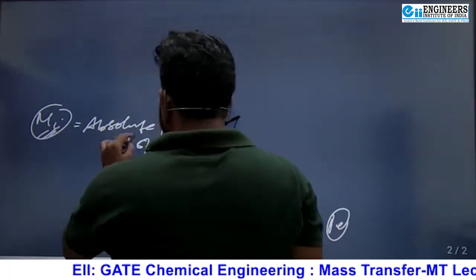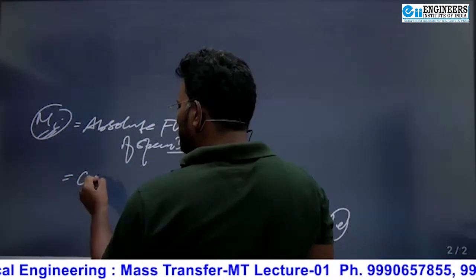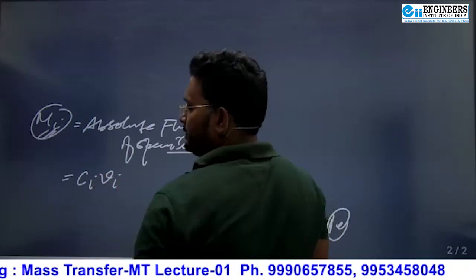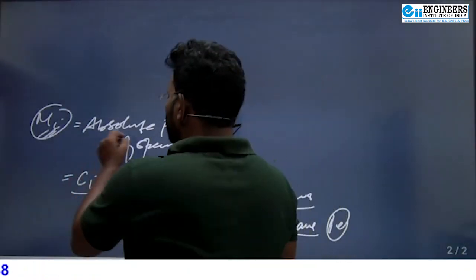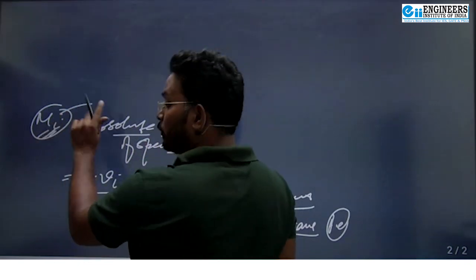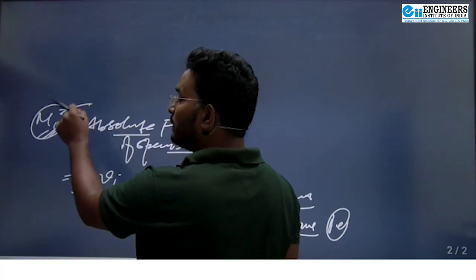Now it is called absolute flux, and it is also defined as the concentration of species I times the absolute velocity of that species I: Ci into Vi. Please write down. And why is it absolute? Because it is the total flux. It is also called the total molar flux of species I.